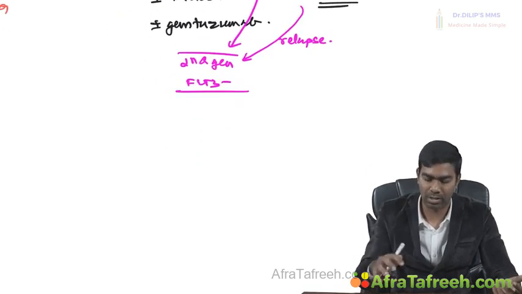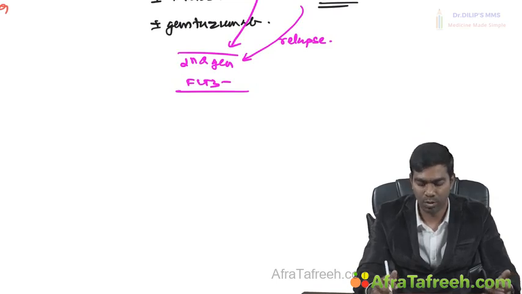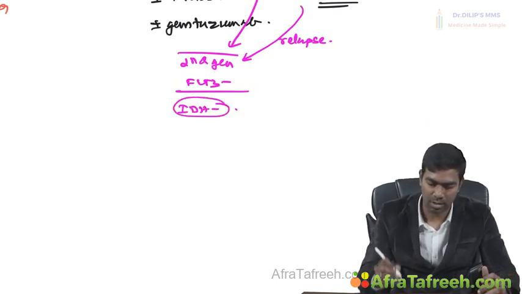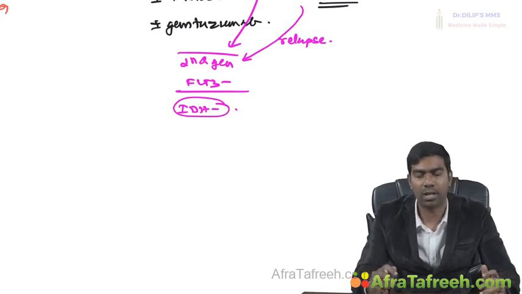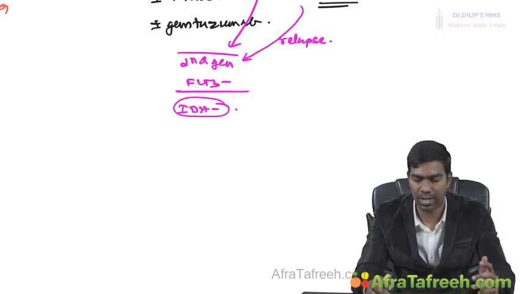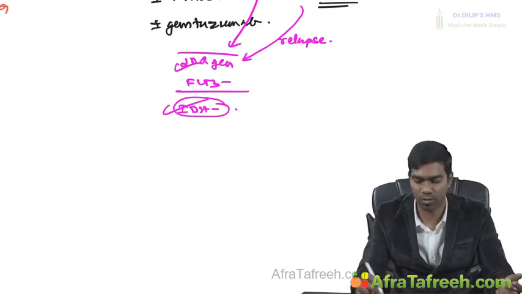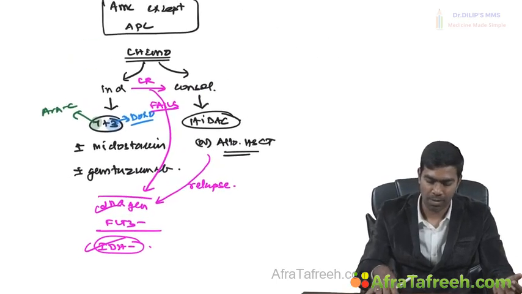quizartinib and all these things, gilteritinib and quizartinib, or you can use your IDH inhibitors, which I have told you, ivosidenib and enasidenib. So all these things I have told you, enasidenib and ivosidenib, these drugs you can use. These are alternative drugs you can use for second line.